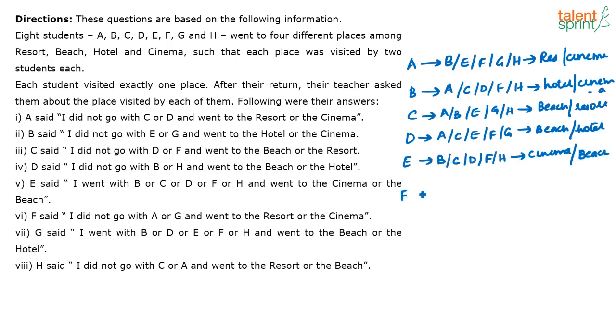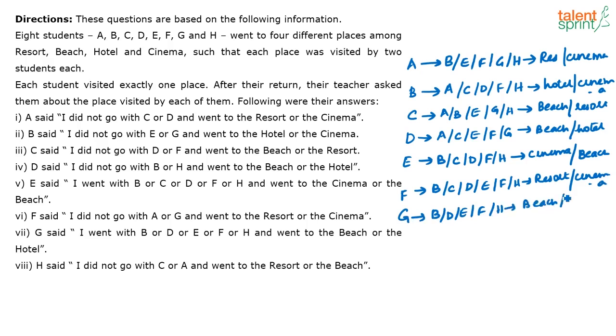Similarly, F says that I did not go with A or G. So who all can F go with? F can go with either B or C or D, E, or H, and F is going to be either resort or cinema.